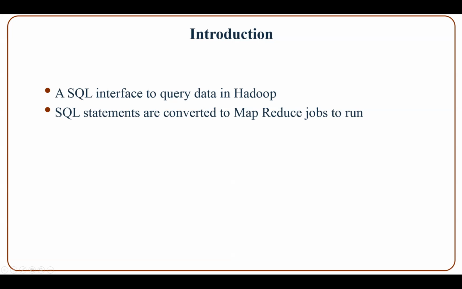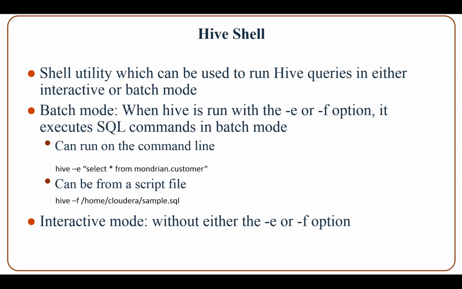In this video, I'll talk to you about Hive. Apache Hive is a SQL interface to query data in Hadoop. So text files are stored in Hadoop and you go into the SQL interface, which is Hive Shell, and type in the SQL statements. The SQL statements are then converted to MapReduce jobs to run, and the result is then returned to you. You can use the Hive Shell to run Hive queries in either interactive or the batch mode.